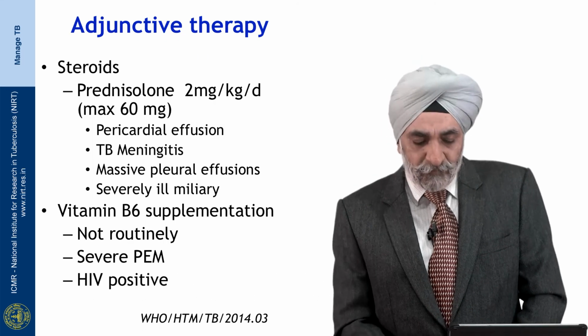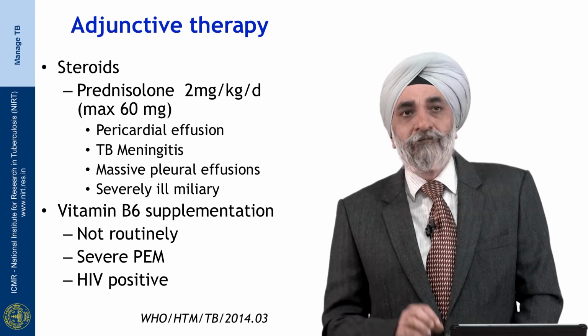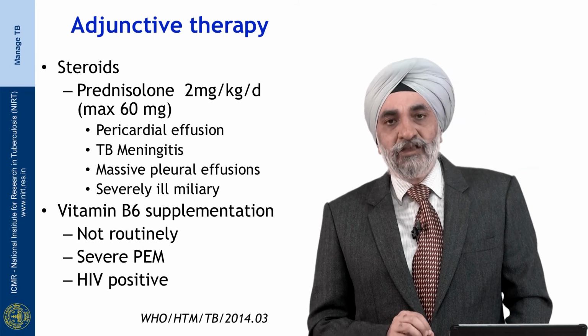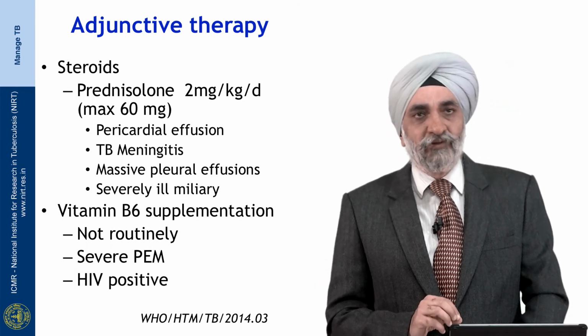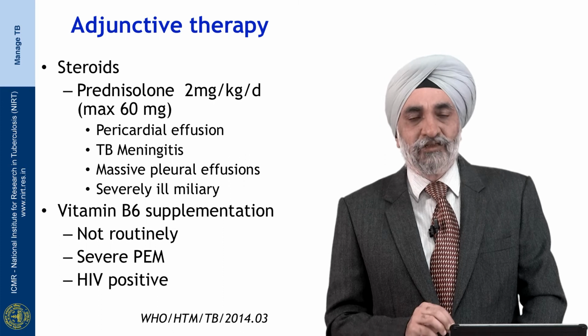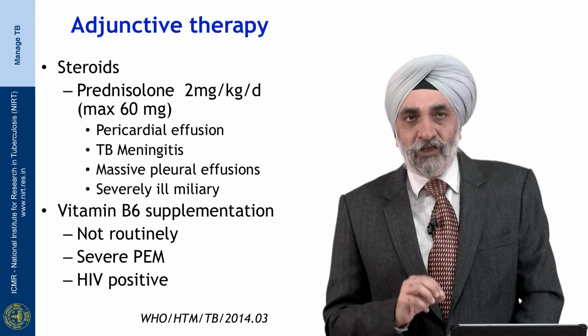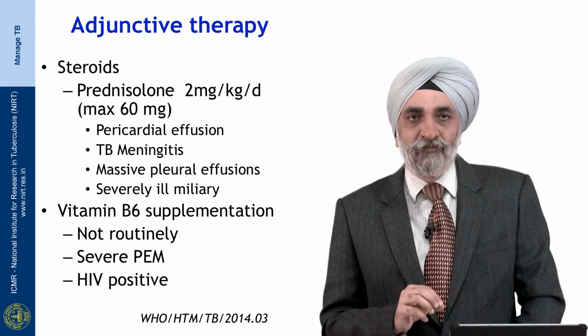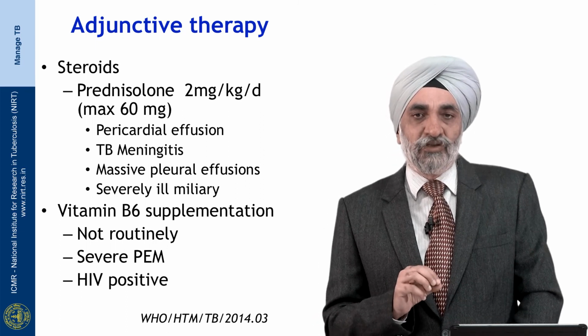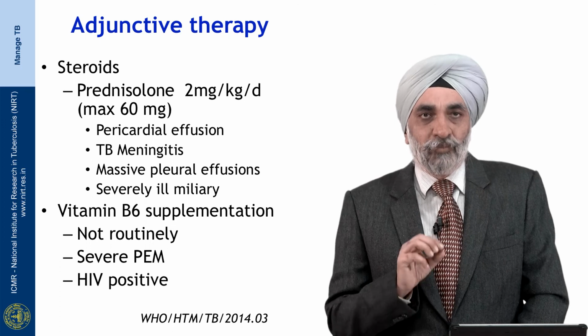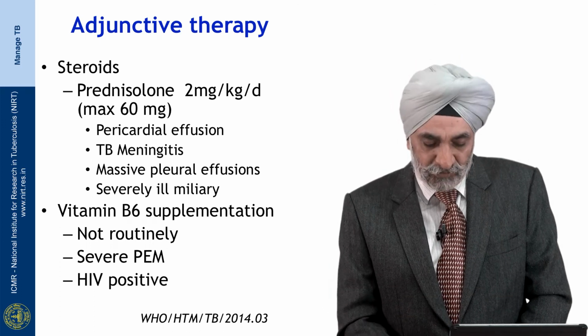What is the adjunctive therapy one needs? There may be a need for additional steroids in some forms of childhood TB. We use prednisolone 2 mg per kg per day, maximum of 40 to 60, in an older child 60, otherwise 40 mg. Pericardial effusion, TB meningitis, massive pleural effusion or severely ill hypoxic miliary children are the situations where you need steroids, particularly pericardial effusion and TB meningitis.